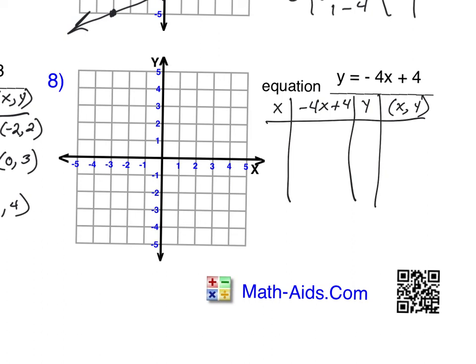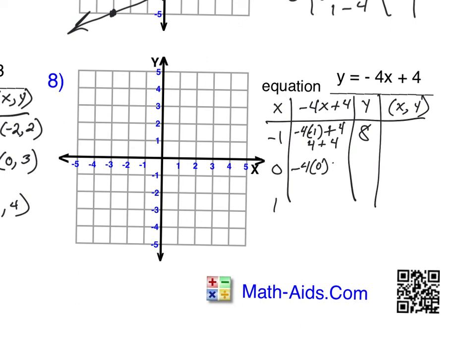So the best thing to do is to always pick fairly small values. And so I'm going to pick -1, 0, and 1. When I don't have fractions that are going to cancel denominators out, I pick small values. Why? Because I want to hover around that origin to start with and hope that the points stay on the graph. So I have -4 times -1 plus 4. Well, -4 times -1 is positive 4. Now this one is not going to stay on there. That's 8. Okay, so that goes off the graph.